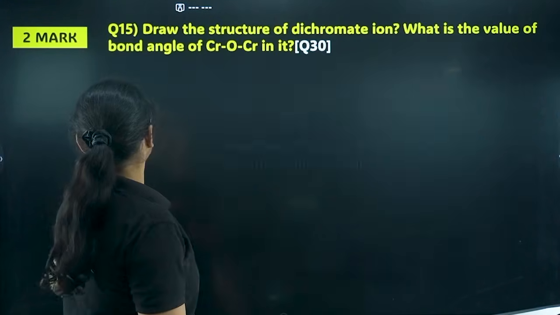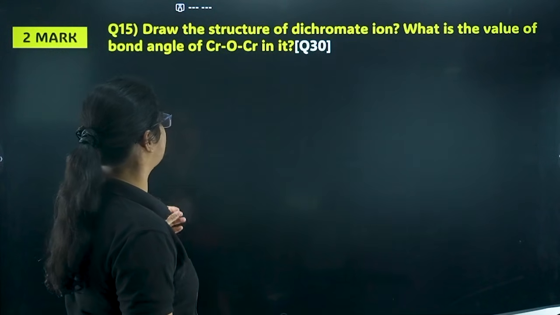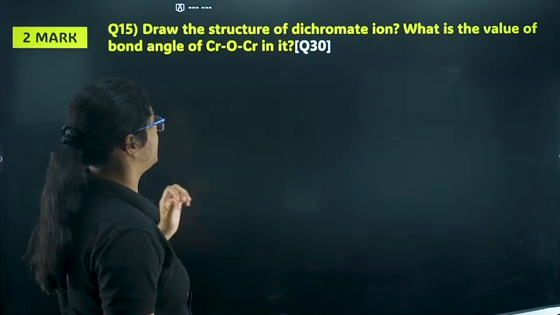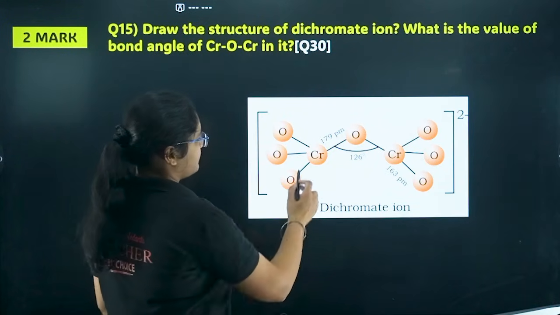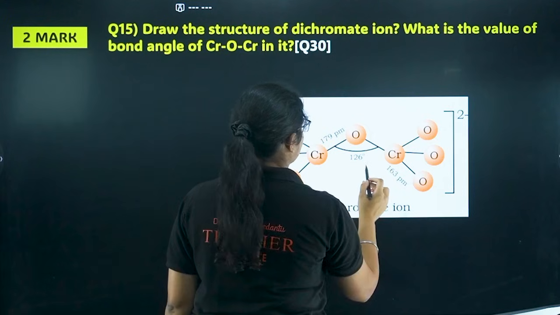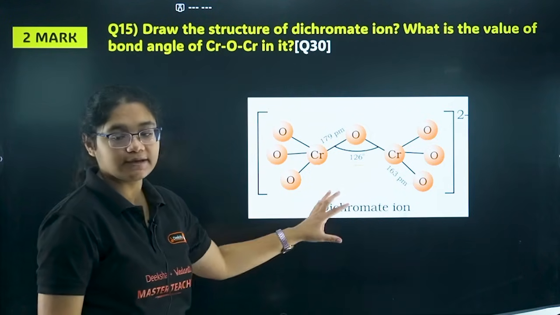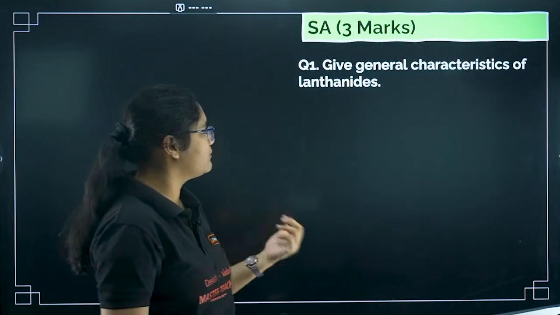Next we have draw the structure of dichromate ion and what is the value of bond angle of Cr-O-Cr in it. So dichromate ion, you can see Cr2O7 2-, this is the structure, and the bond angle here is 126 degree. So please remember, and the structure also. Now we will move to the 3 marker questions.